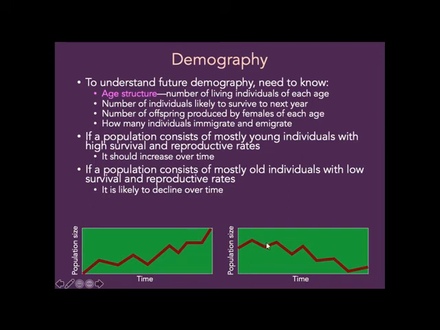If the population consists of mostly old individuals with low survival and low reproductive rate, you would expect the population to decline over time, right? So this is why it's useful to know the age structure and the survival.